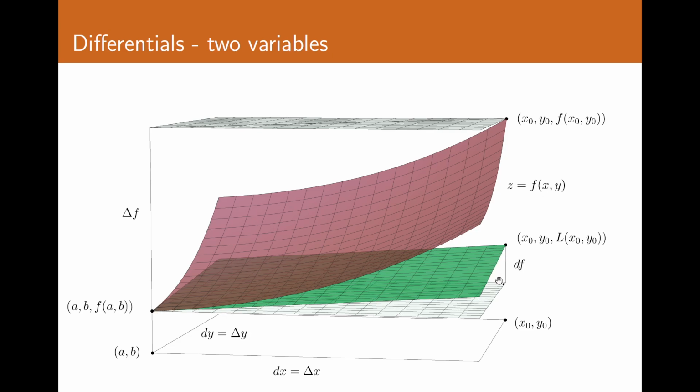So the difference between this height and this height is df, the difference between what I can calculate, L of x0, y0, and f of (a, b). Now we go up here to f of x0, y0, what I wish I could calculate. We make a plane here that stays the same height all the way across, and we can see the difference between the f of (a, b) and the height of this plane, so f of x0, y0 minus f of (a, b) is exactly the delta f. And the idea is we're approximating delta f with df here.